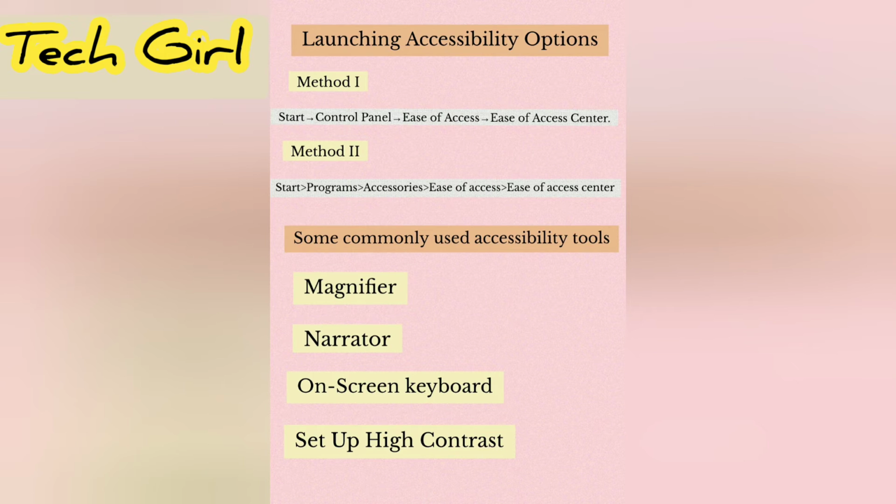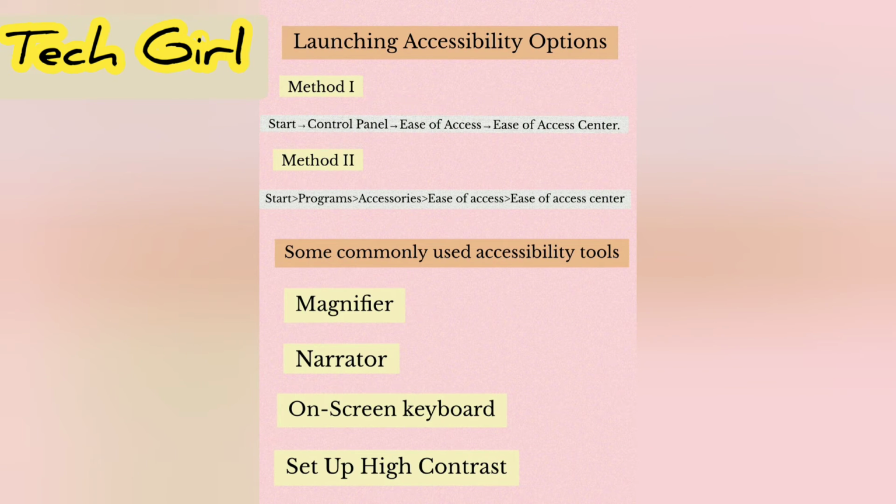Next point is set up high contrast. High contrast amplifies the color contrast of some text and images on the computer screen to reduce eye strain and makes the items more distinct and easier to identify. People with poor vision can see in a much better way if the display is set to high contrast.